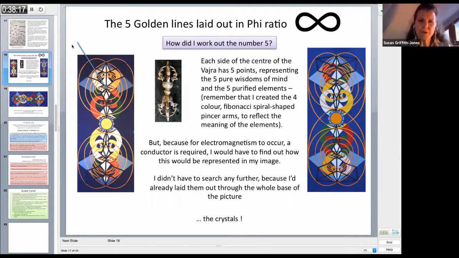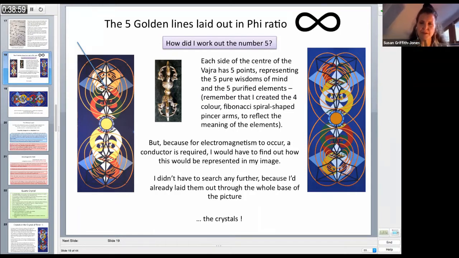So the 5 golden lines laid out in phi ratio, like I showed you in the picture before, in the increments from this central point outwards to the edge, are laid out in the golden ratio pattern. So how did I work out the number 5? Each side of the center of the Vajra, if you remember rightly, has 5 points representing the 5 pure wisdoms of mind and the 5 purified elements. I described to you last time about these concepts.